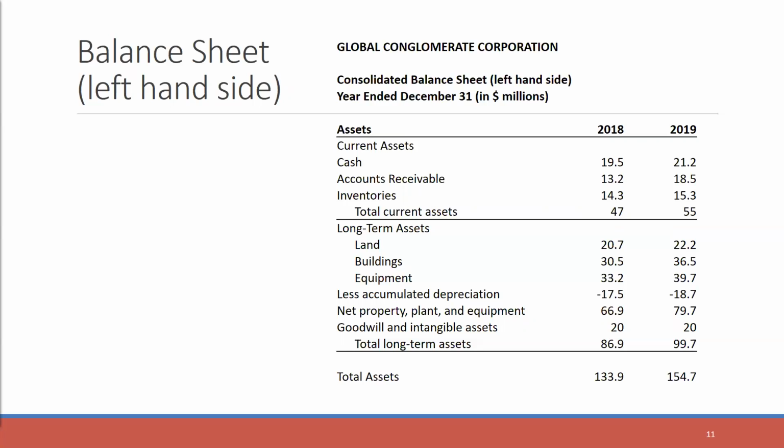You'll also notice on the balance sheet that we have long-term assets. Well, what are they? They're our land, our building, our equipment, and you'll see that we also have to reduce our long-term assets by our accumulated depreciation. Lastly, I'll point out that we do also have goodwill and intangible assets on our balance sheet. And when we sum everything together, we get our total long-term assets. So our total assets in 2018 were $133.9 million, and our total assets in 2019 are $154.7 million.